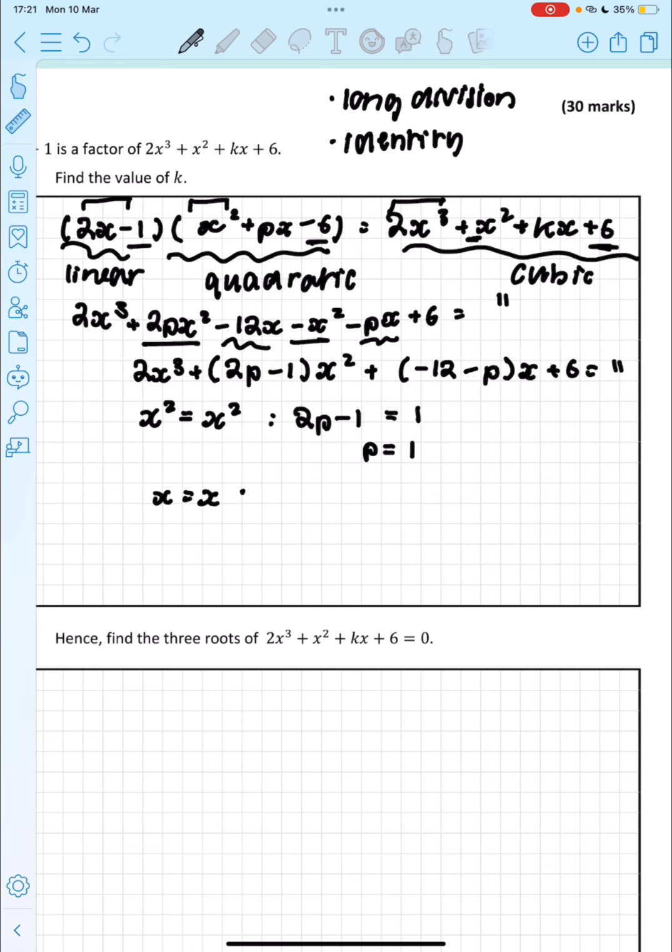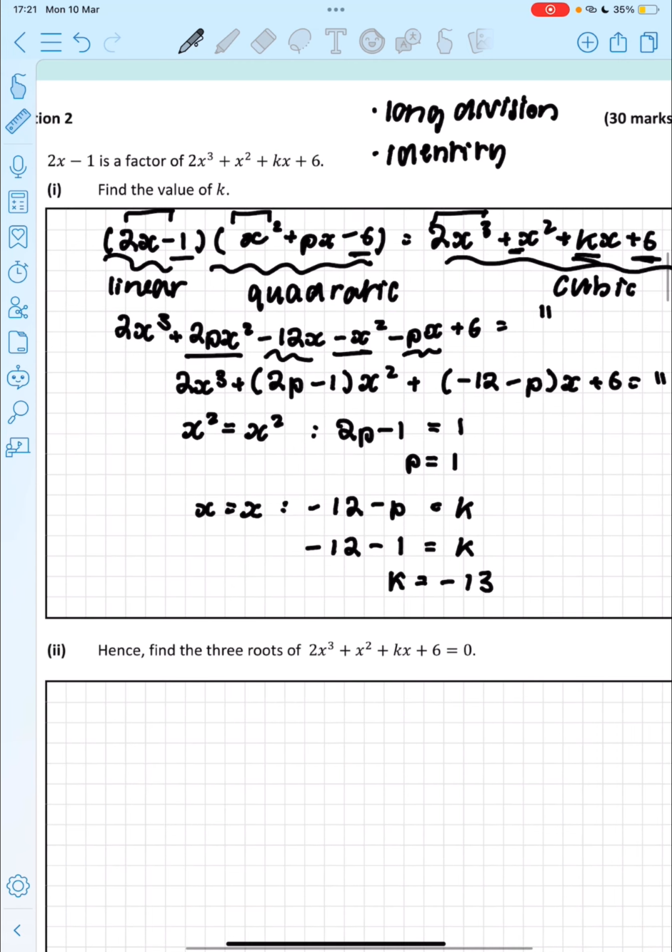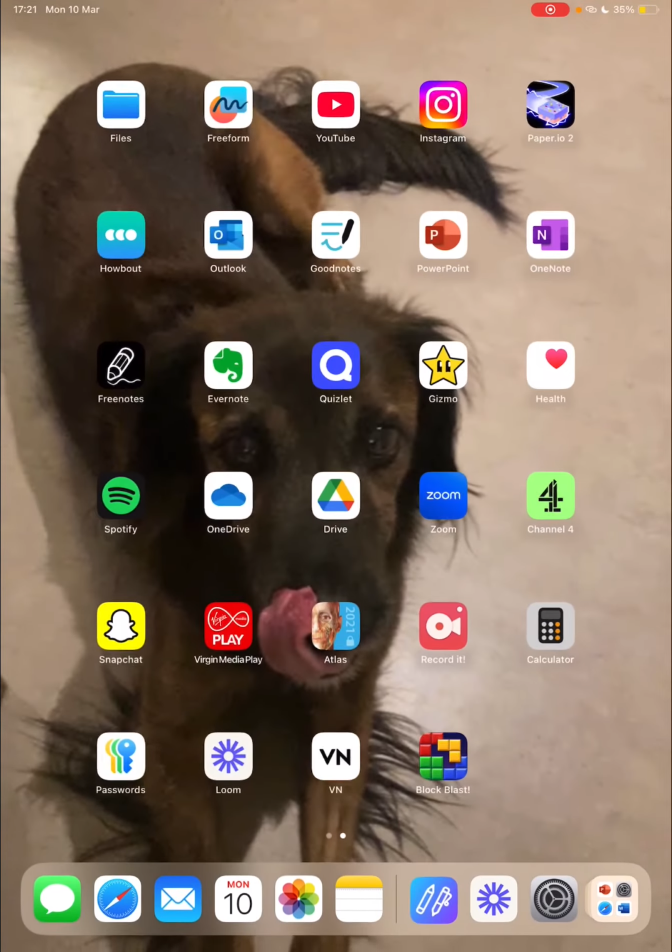That might be helpful now for my next bit. I'm saying x is equal to x. So therefore, what equals x on one side, so minus 12 minus p, is equal to k, which is on the other side. I now know that p is 1, so I can fill that in, is equal to k, so therefore k is equal to minus 13. Perfect. I have found out what k is.